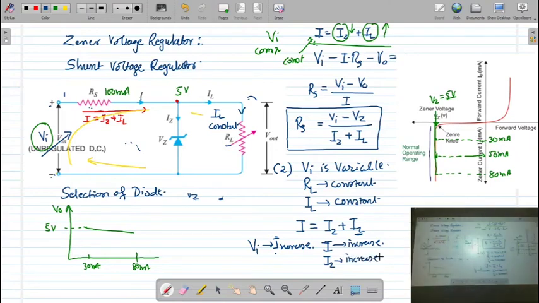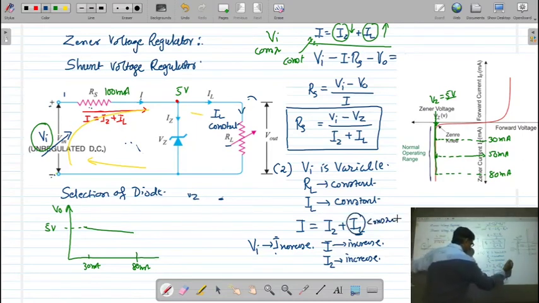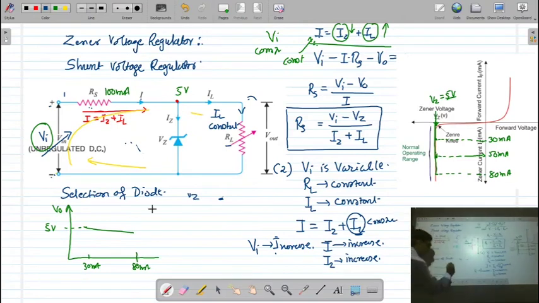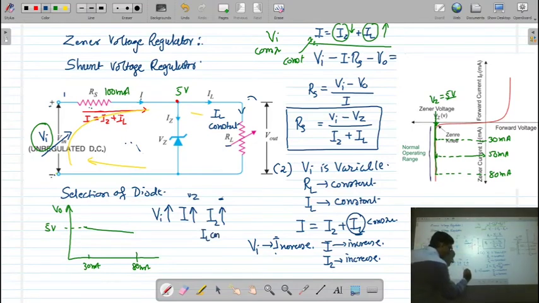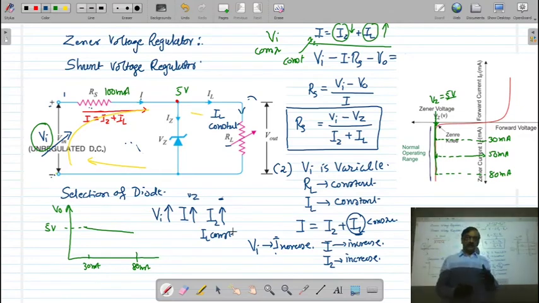Why is the Iz increasing? Because the load current IL is constant. So again, try to understand: if my input voltage is increasing, the total current I is also increasing, and as a result the zener current will also increase because IL is constant. Whatever the amount your input voltage is changing, the same amount the zener current will also change. So again we take this example.